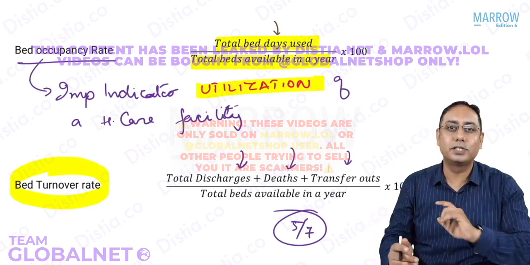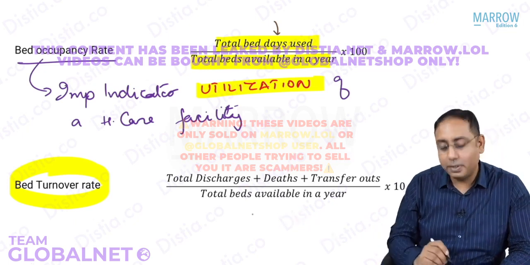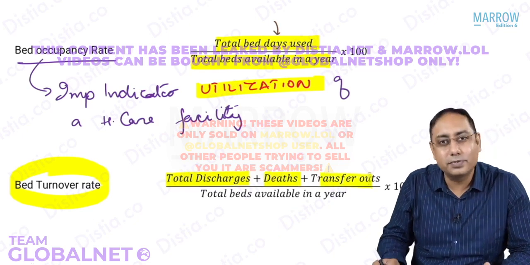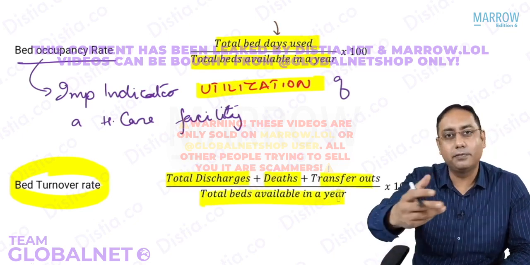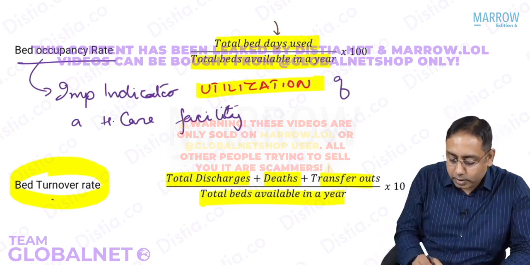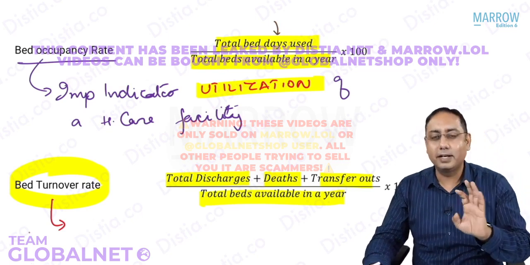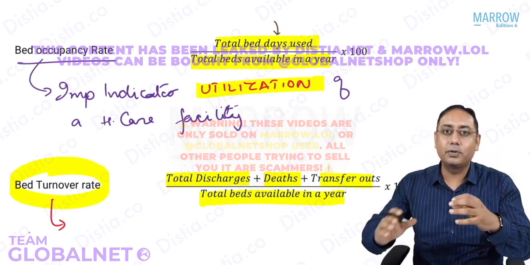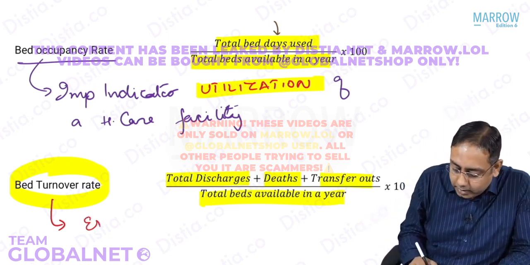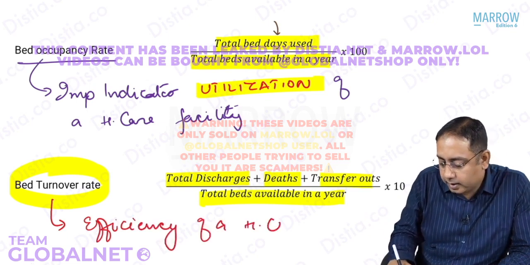That is what your question was in your central exam, AIIMS exam. They had asked about this, like what do you mean by the bed turnover rate? The formula for bed turnover rate is the total discharges, deaths and transfer outs divided by the total beds available in a year, multiplied by 100. What is the MCQ, like what is the use of a bed turnover rate? Please note that it is a utilization indicator, but it is a more important indicator about the efficiency of a hospital. It talks about the efficiency of a healthcare facility.